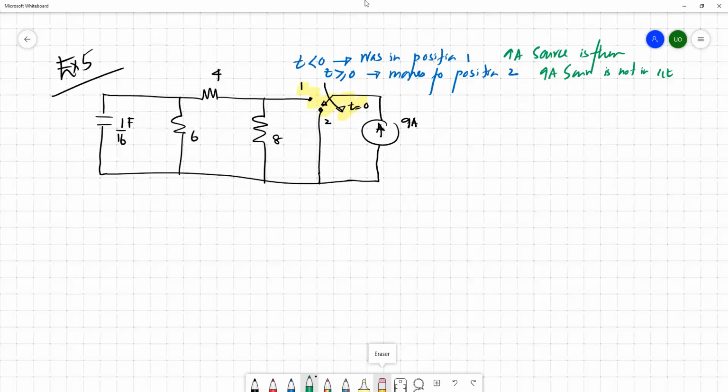Okay. So it was in DC steady state at t equals 0 minus, and moves the switch to position 2 at t equals 0.